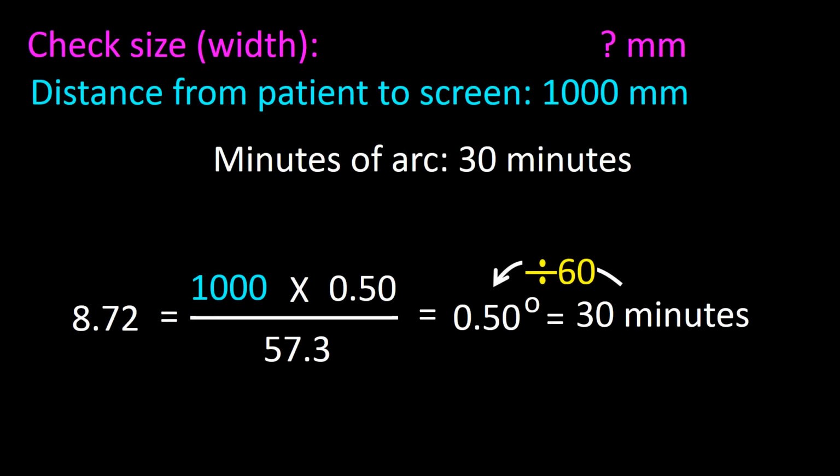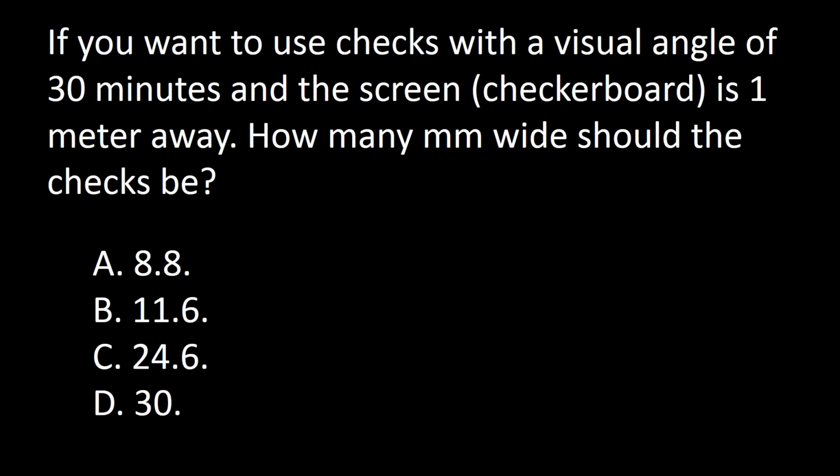In this question, you have the minutes and the distance. So the easiest way to go about doing this is to convert the minutes to degrees, then to multiply the degrees by the distance, that is by 1000 millimeters, and then divide it by 57.3. The result is 8.7. So the answer to this question is A.